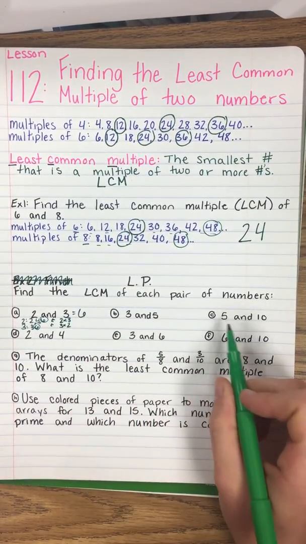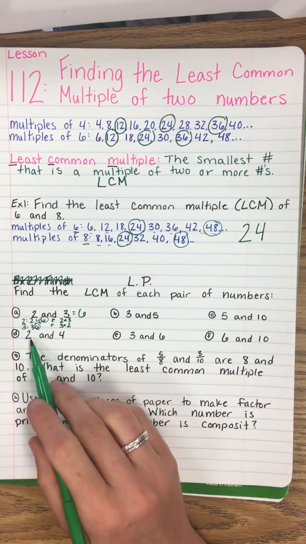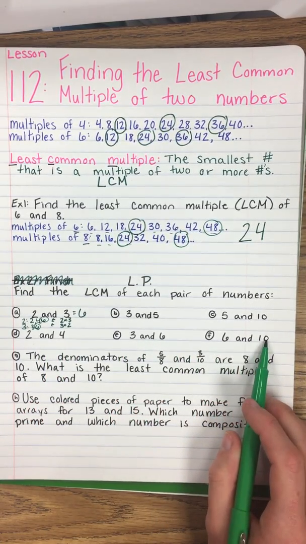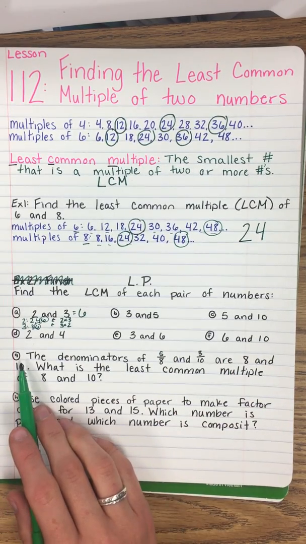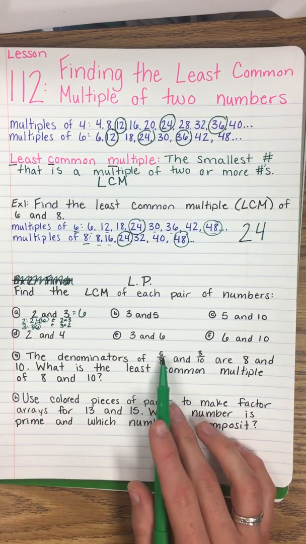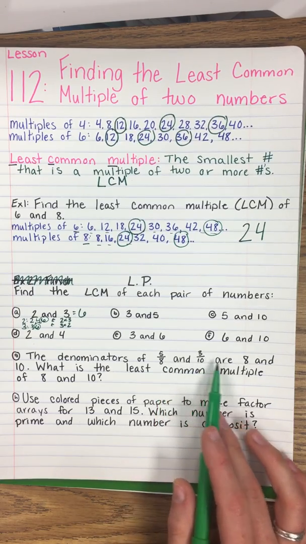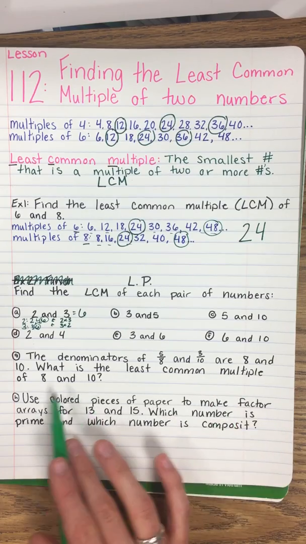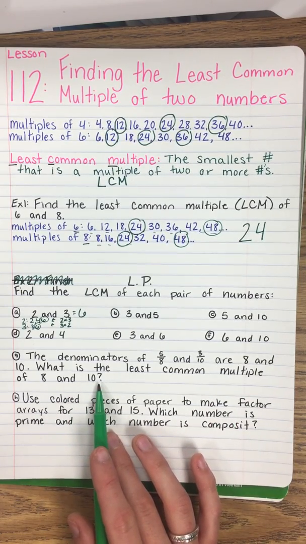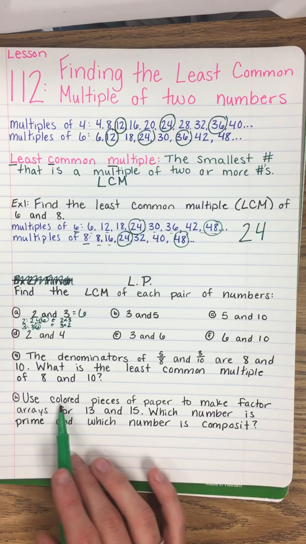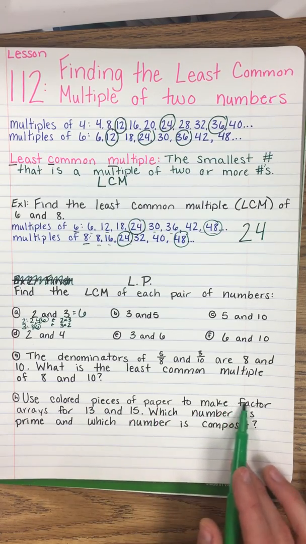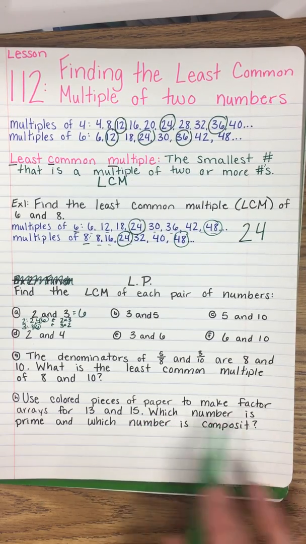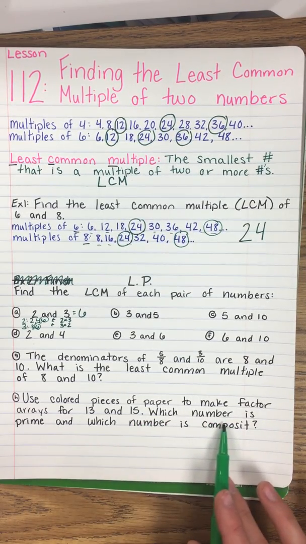B, 3 and 5. C, 5 and 10. D, 2 and 4. E, 3 and 6. F, 6 and 10. G, the denominators of 5 eighths and 3 tenths are 8 and 10. What is the least common multiple of 8 and 10? H, use colored pieces of paper to make factor arrays for 13 and 15. Which number is prime and which is composite?